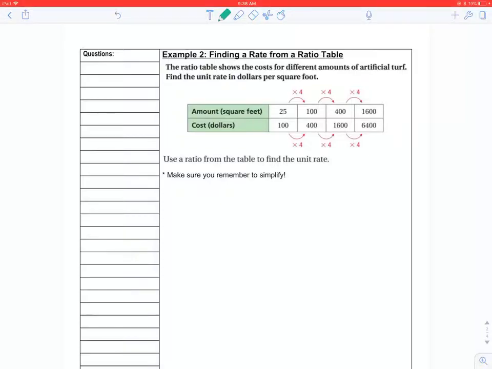Example 2 is finding a rate from a ratio table. The ratio table shows the cost for different amounts of artificial turf. Find the unit rate in dollars per square feet.